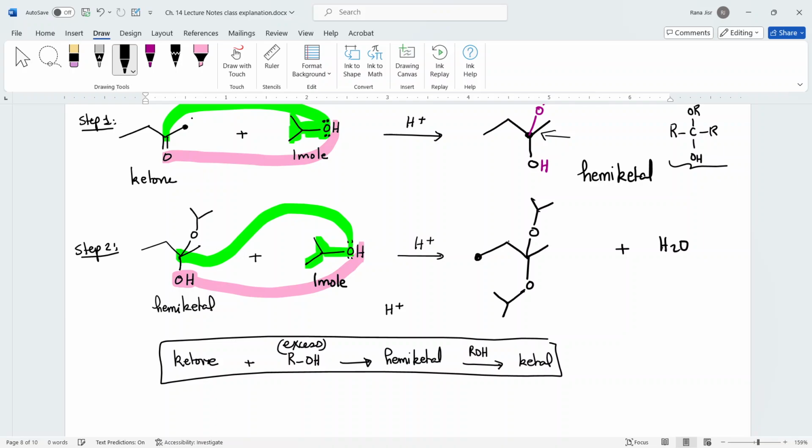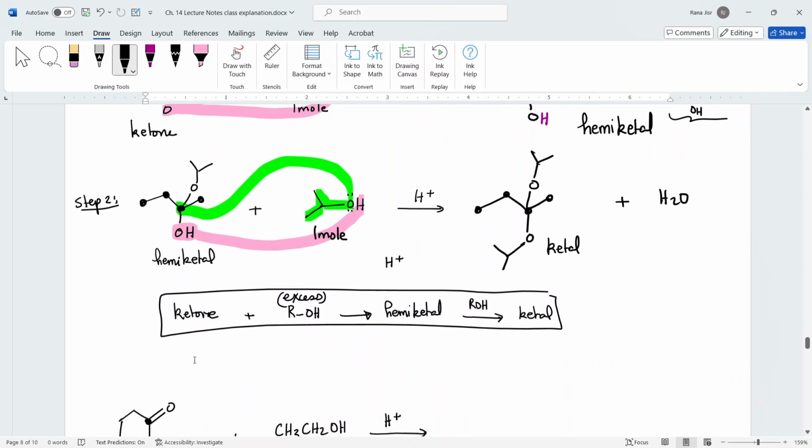Guys, pay attention here. I do have a chain of 4 carbons. I have here a chain of 4 carbons. I am not adding any carbon. All I am doing is that on the carbon of the carbonyl, I am adding 2 ORs. So at the end, I'm going to end up having 2 ORs, and my product here is going to be the ketal product.